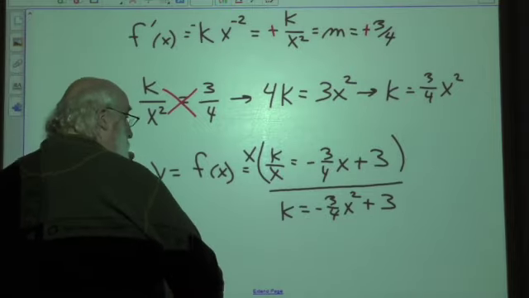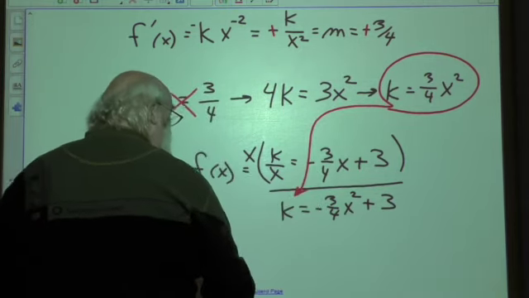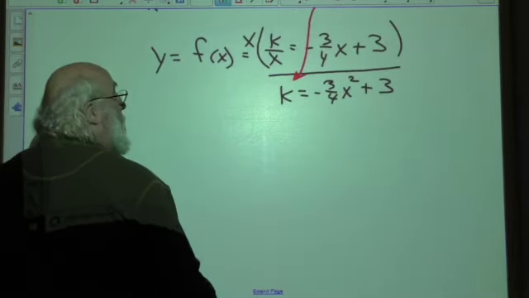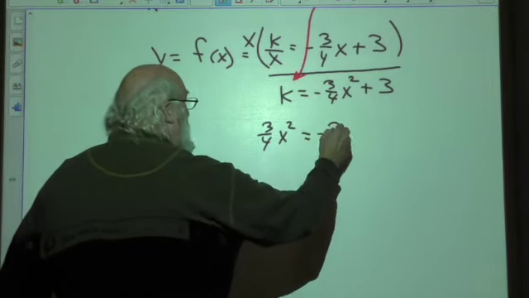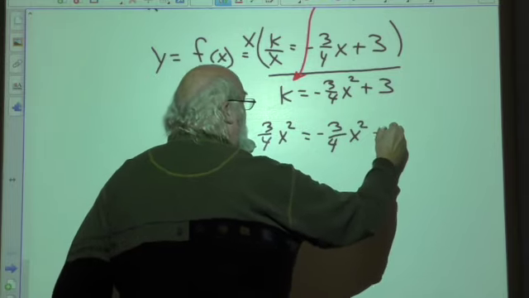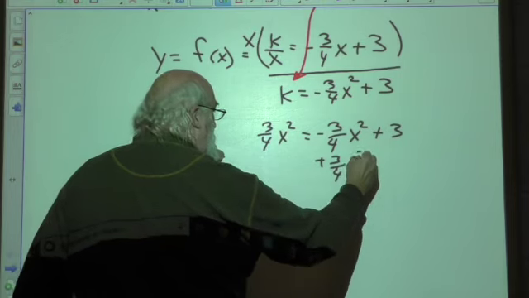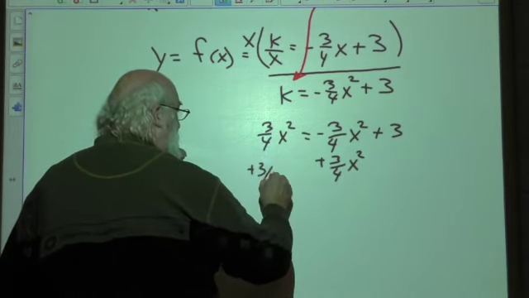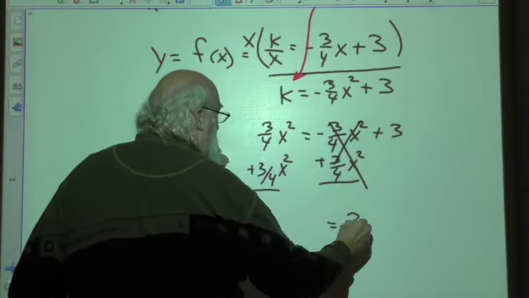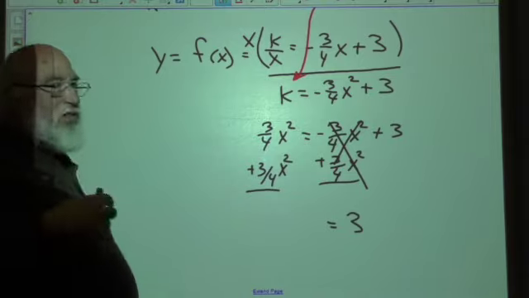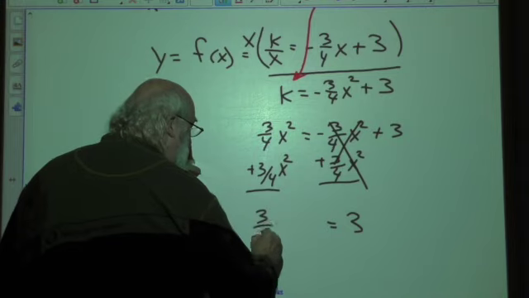But we also know that k is equal to this. So I'm going to plug that in right there. So 3/4 x squared equals negative 3/4 x squared plus 3. So I'm going to move this over by adding 3/4 x squared to both sides. That's going to cancel out here to leave us 3. And then 3/4 plus 3/4 is 6/4. 6/4 is reduced to 3/2. So this becomes 3/2 x squared.